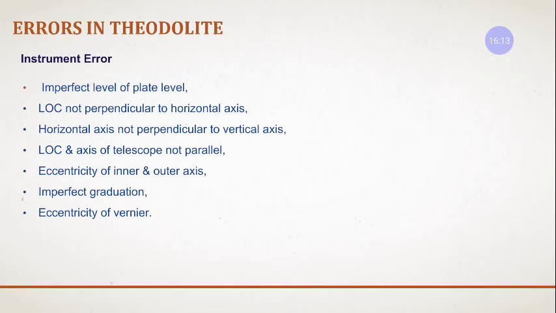Next is eccentricity of the vernier. The vernier is not at the center, it is away from the center of its point. So that will have an effect on the instrument.